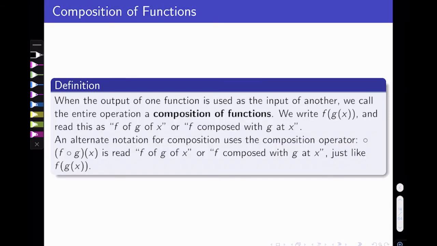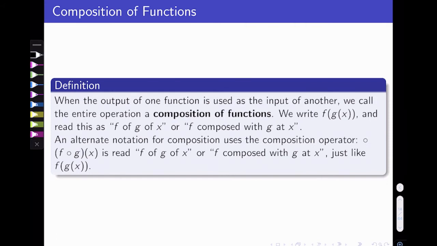The definition of a composition of a function is that when the output of one function is used as the input of another, we call the entire operation a composition of functions. We write f of g of x, read f of g of x, or f composed with g at x, where x is the input of g, and the output of g evaluated at x is the input of f.